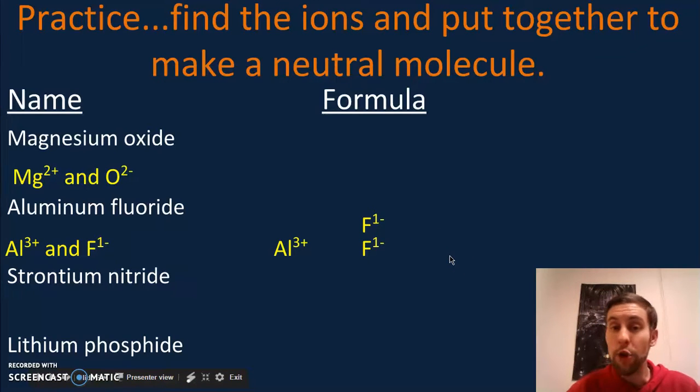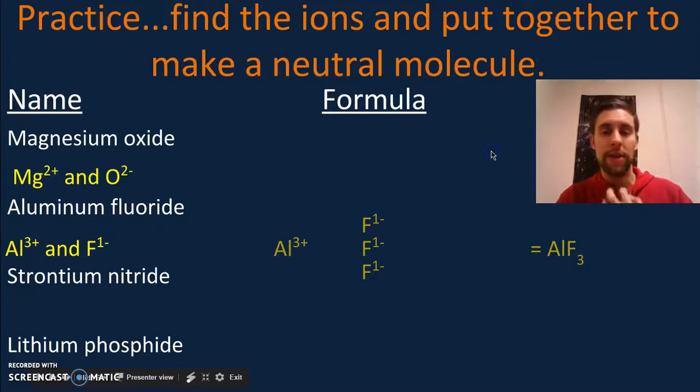We can't just make F 2 minus though. F has to be a 1 minus charge, but we can add another F 1 minus in here. So now we've got 2 fluorines with a 2 minus charge total. So there's 2 negatives, 3 positives. Closer, but we're still short negatives, so we'll add in another F minus. Now there's 3 negatives total, 3 positives total, so our positive and negative charges cancel out and add together to make our formula of AlF3. That is aluminum fluoride's formula.